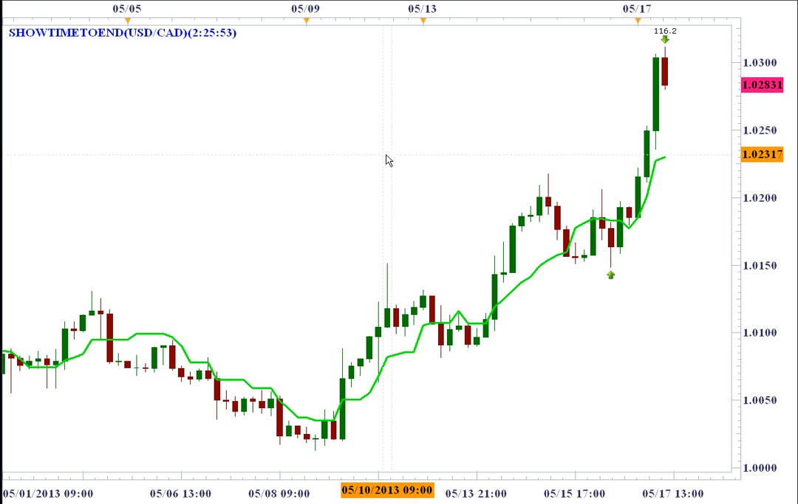If the Tenkan-sen is flat, this is signaling that we have weak momentum in the market. Okay, but if it's angling up or angling down, that shows that we have more momentum in the market. So flatter is less momentum, and sloping is more momentum. So you could tell when the market has momentum or when the market momentum is slowing down.